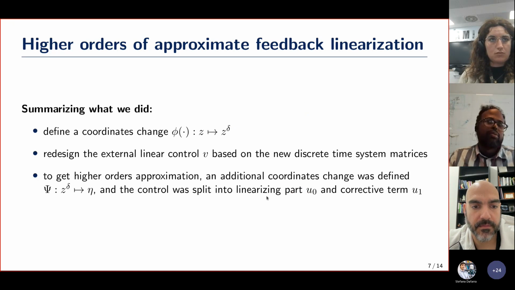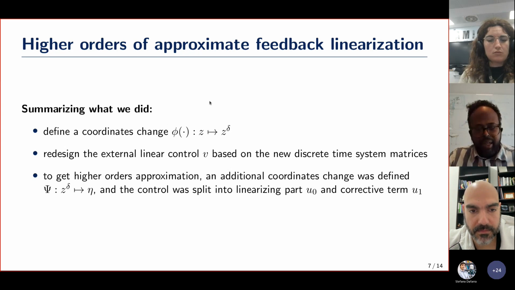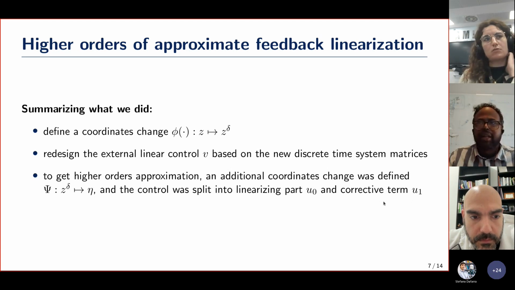Okay. So summarizing what we did in this example so far: at the beginning, we have a system that is feedback linearizable in continuous time. We keep the feedback linearization in continuous time, but we define an additional coordinate change that takes the new states in continuous time to a new delta dependent state. And then we redesign the external linear control based on the new description of the discrete time system matrices. This will give us much better results than just holding the continuous time control constant. If we even want to go better, we can just add an additional coordinate change, an additional corrective feedback term to cancel the nonlinearity in a similar fashion to feedback linearization.